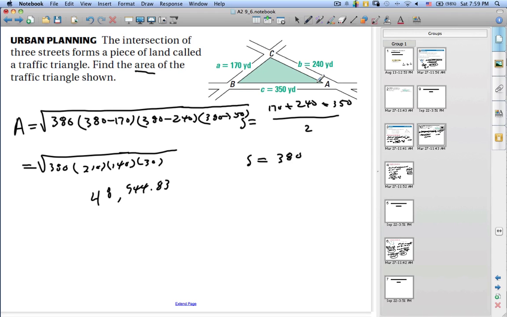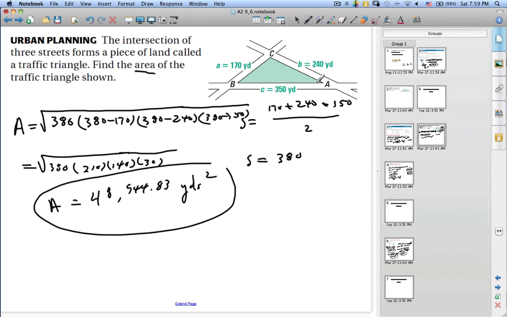And this was in yards, so it'd be yards squared. Okay, Heron's formula is pretty simple to use. And it helps me calculate area when I don't know anything about the angles and I just know the lengths of the sides. Okay, that's the end of chapter 9.